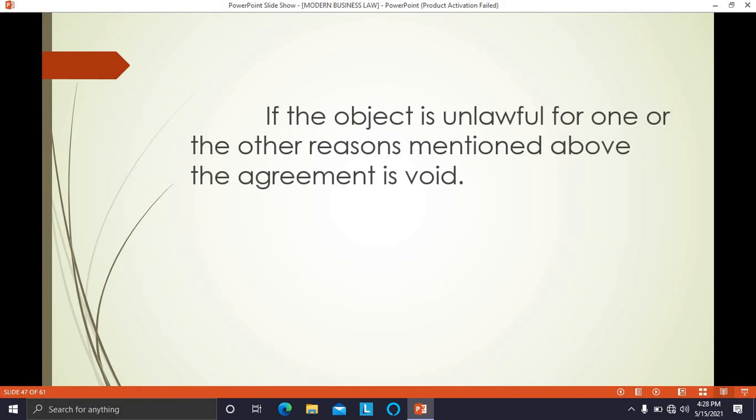If the object of the agreement is unlawful for one or the other reasons mentioned above, meaning it is illegal, immoral, fraudulent, implying injury to person or property, or against public policy, then in that case that agreement will be totally void, not enforceable by law.